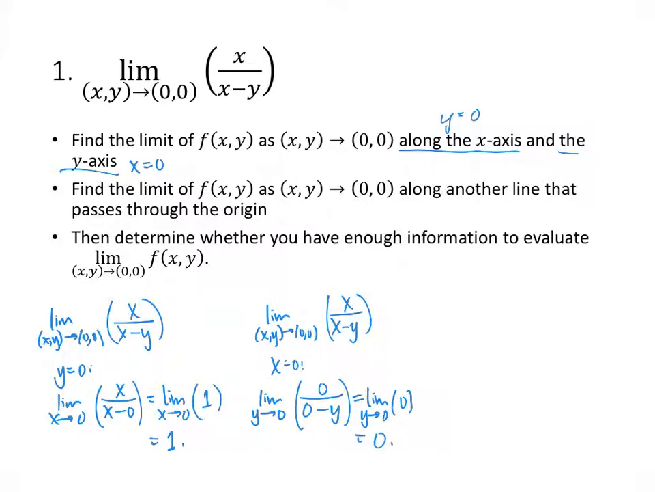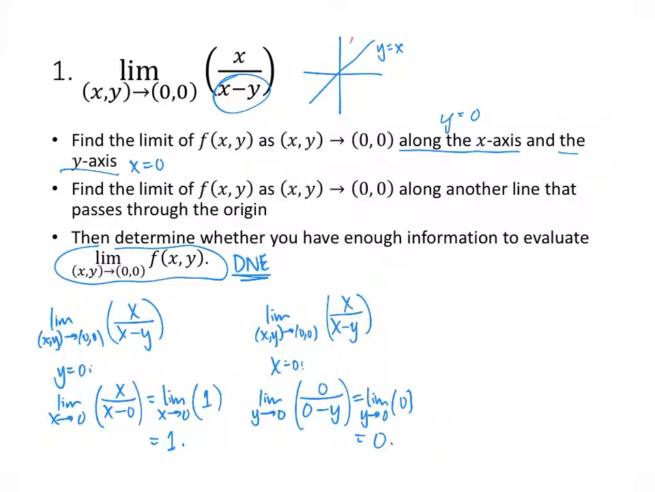We can already tell, since we've gotten two different results along two different paths, that the overall limit as (x,y) goes to (0,0) of this function does not exist. But just as practice, let's pick a different path to the origin. There are a lot of different lines through the origin that we could choose. A simple line might be y equals x, but if we let y equal x, our denominator is going to be undefined. So we don't want to use that one.